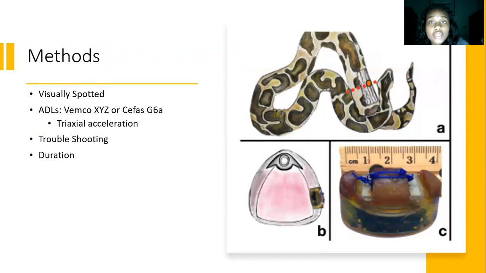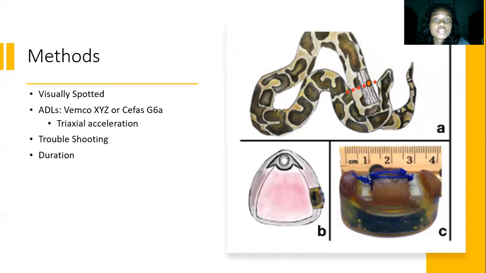Pythons were visually spotted and captured crossing roads at night or on the roadside during daytime searches in the Everglades National Park. Capture was done under University of Wildlife protocols. Now let's talk about the tag attachments and field trials.